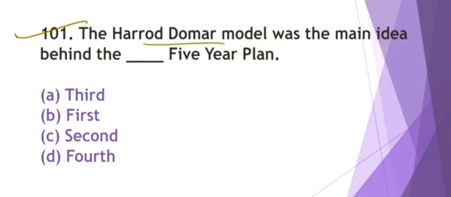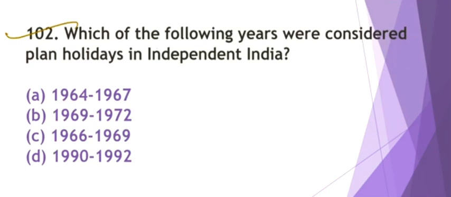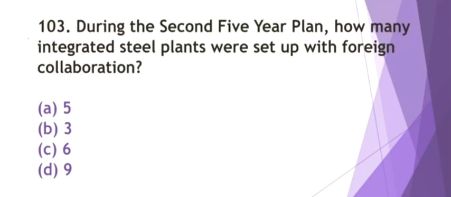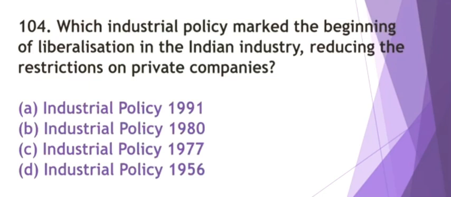101. The Harrod-Domar model was the main idea behind the dash five-year plan. Option number B, first. 102. Which of the following years were considered plan holidays in independent India? Option number C, 1966 to 1969. 103. During the second five-year plan, how many integrated steel plants were set up with foreign collaboration? Option number B, 3.